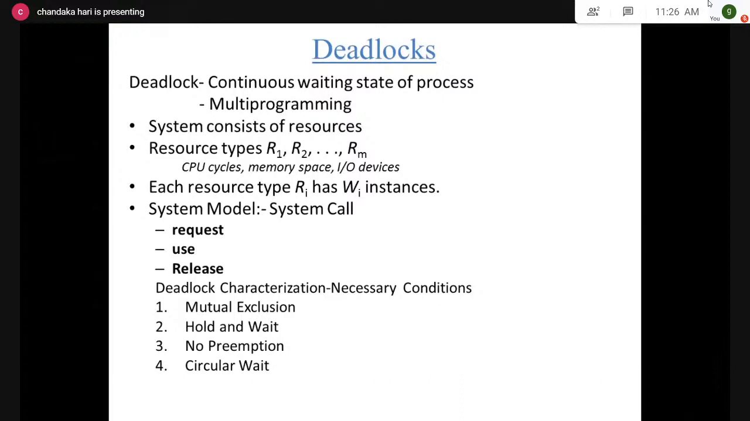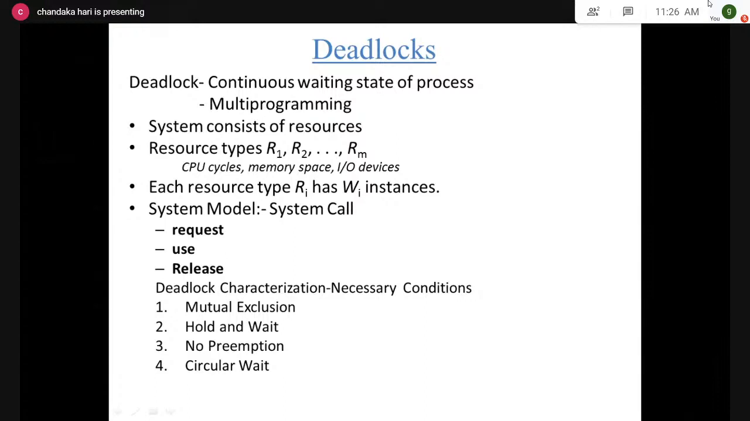Before going to the detailed discussion about deadlock, we'll define the various standard definitions for deadlock. Coming to the first very important definition: a continuous waiting state of a particular process is known as deadlock. This is the first definition of a deadlock. A continuous waiting state of a particular process is known as deadlock.